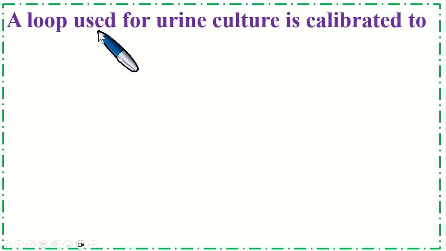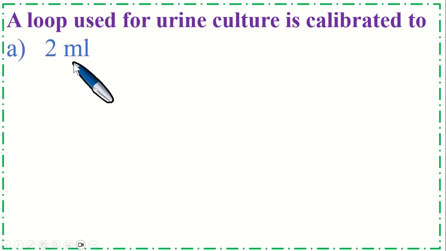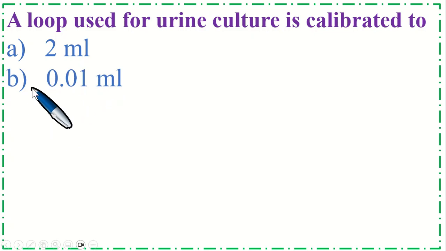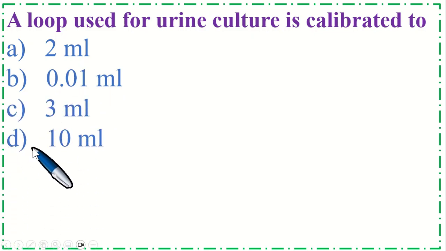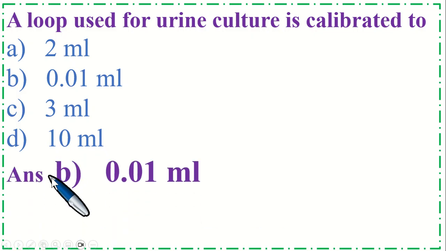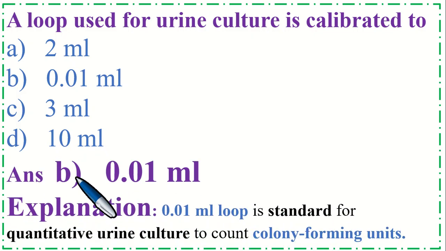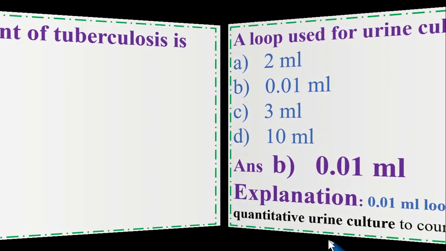A loop used for urine culture is calibrated to: option A, 2 ml; B, 0.1 ml; C, 3 ml; and option D, 10 ml. So the correct option is B, 0.01 ml. Explanation: a 0.01 ml loop is a standard for quantitative urine culture to count colony forming units.